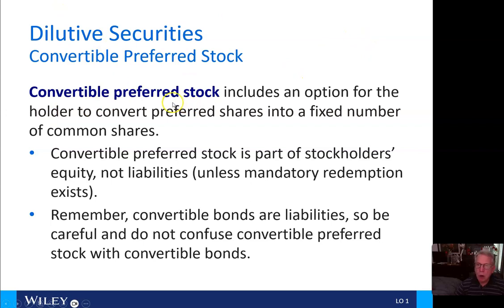Okay, so convertible preferred stock includes an option for the holder to convert preferred shares into a fixed number of common shares. So convertible preferred stock is part of stockholders' equity, not liabilities, unless a mandatory redemption exists. Okay, so remember, convertible bonds are liabilities. So be careful. Do not confuse convertible preferred stock with convertible bonds.